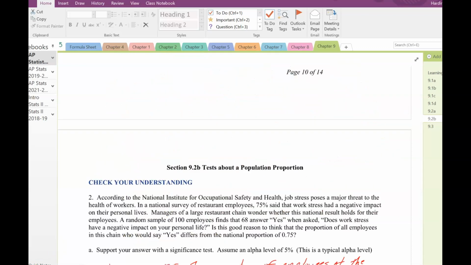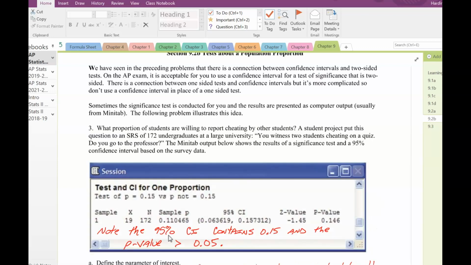So if you flip to the next page, there is a sample problem, check your understanding. I'd like you to go ahead and pause the video, give this a try, check your answer with the answers that are in your OneNote notebook. Okay, if you had any questions about that check your understanding, please take note of it and ask either me or Mr. Bowman when you're in class.